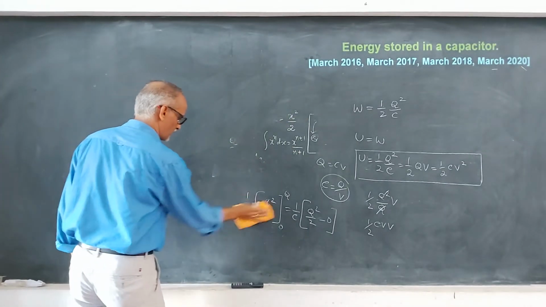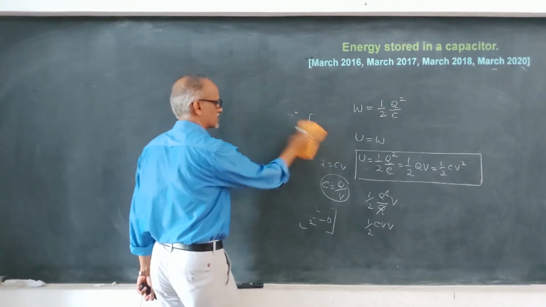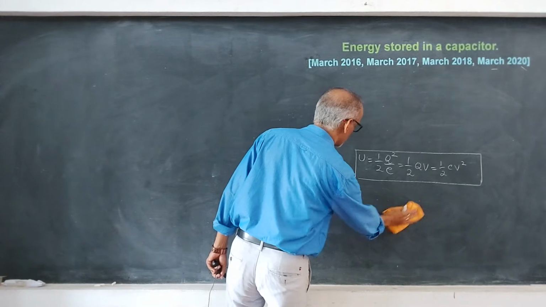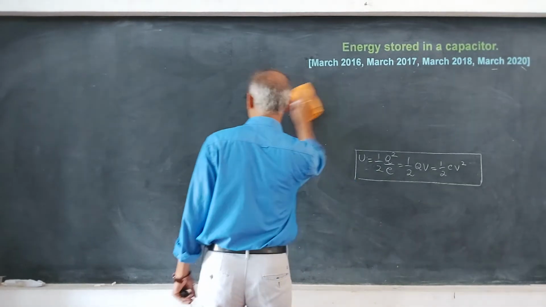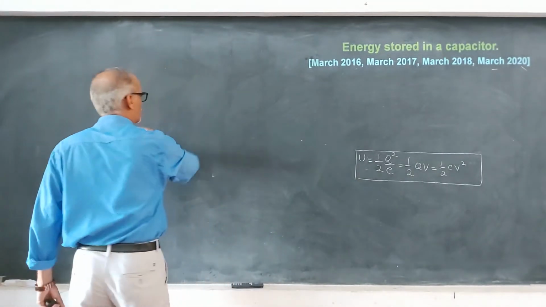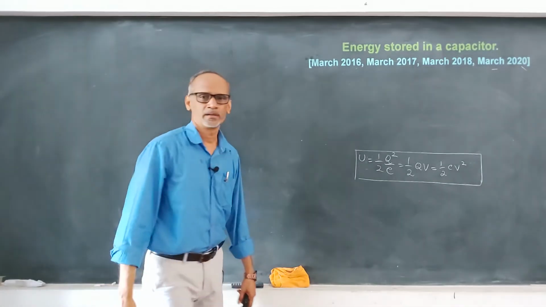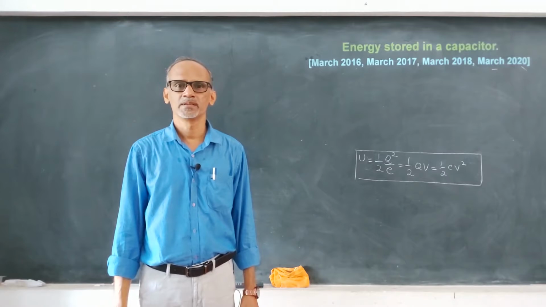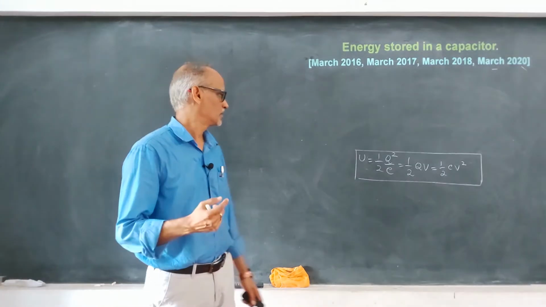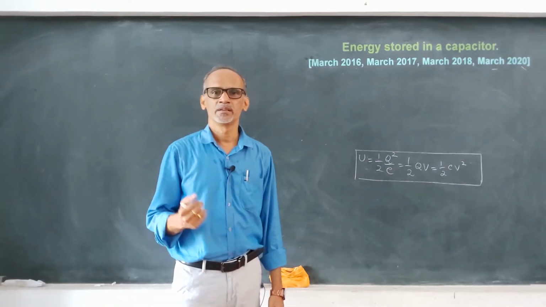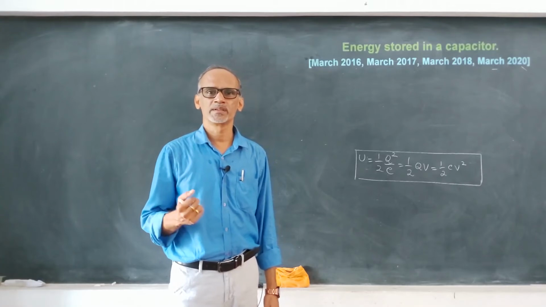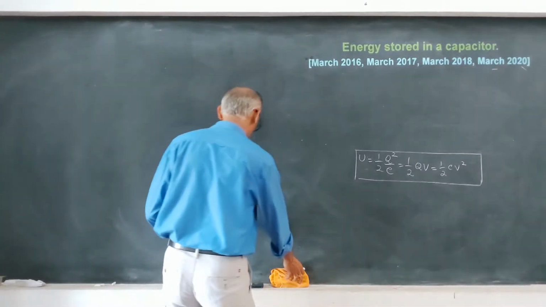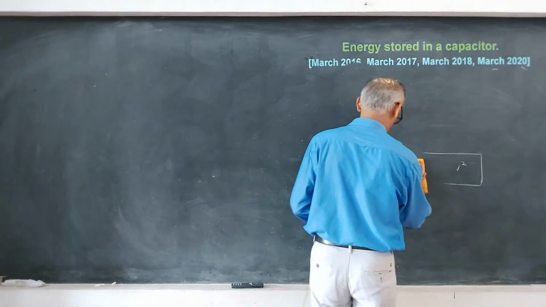So finally we have derived the expression for work done and the energy stored in a capacitor. What is the formula for energy stored in a capacitor? There are three formats. Which are those three formats? The first one, U is equal to half Q square by C, U is equal to half QV, and U is equal to half CV square. Are you clear with this? So three expressions: U is equal to half Q square by C, U is equal to half QV, and U is equal to half CV square.